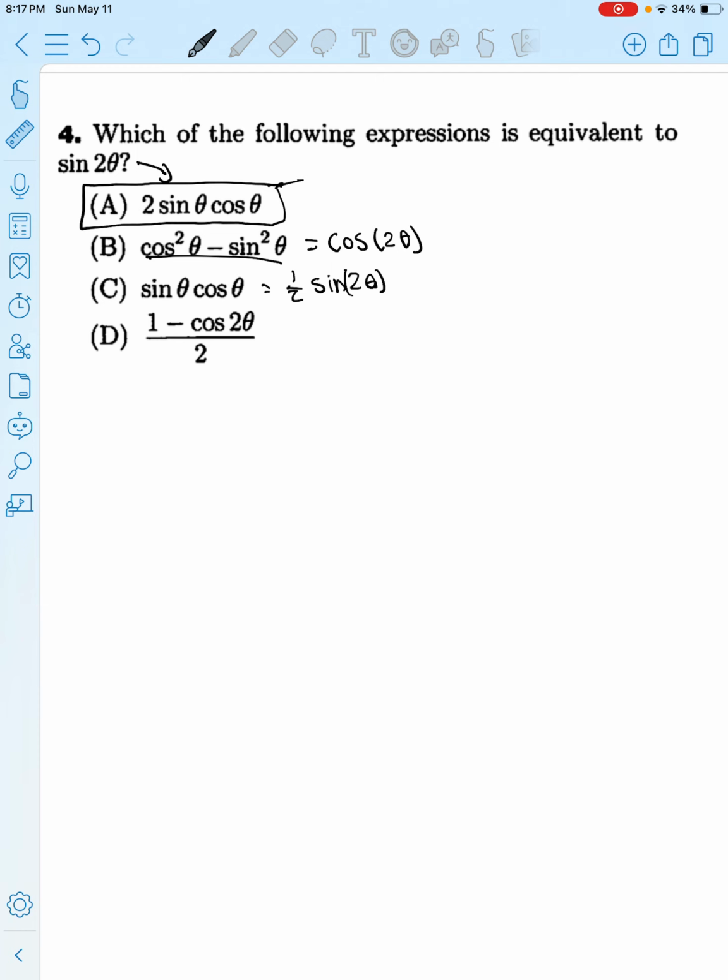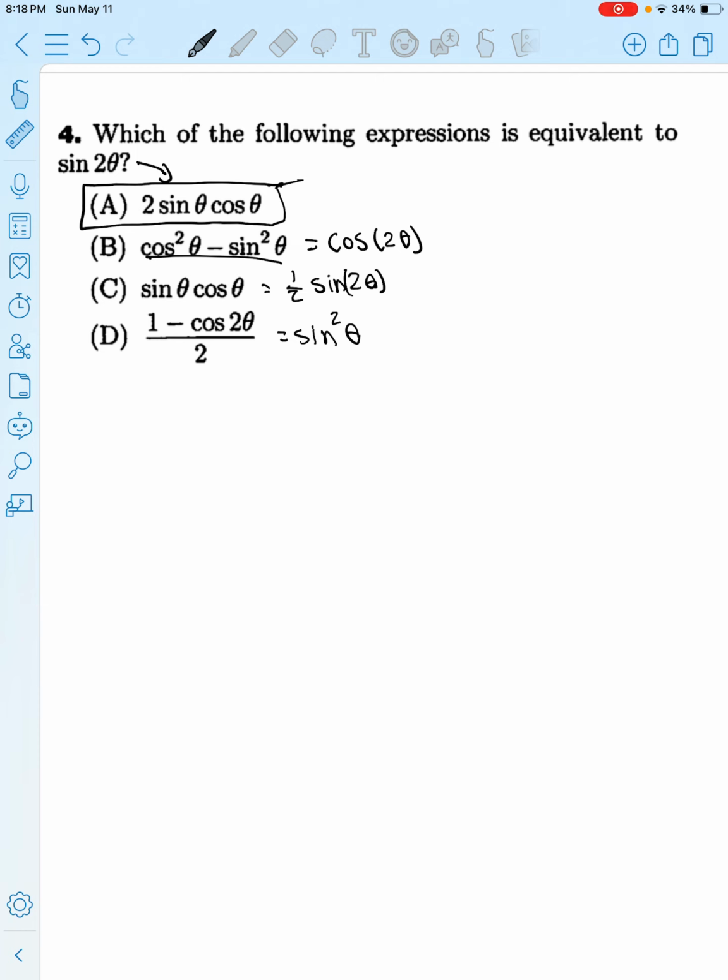If you think about it, if they both had 4 here, that means it's going to be 2 sine 2 theta. So that's how you can remember how to do it this way. But of course there is a way to remember it as we mentioned. So 1 minus cosine 2 theta divided by 2 is actually sine squared theta.